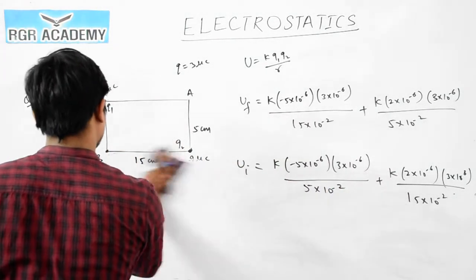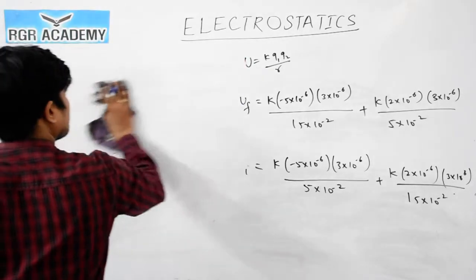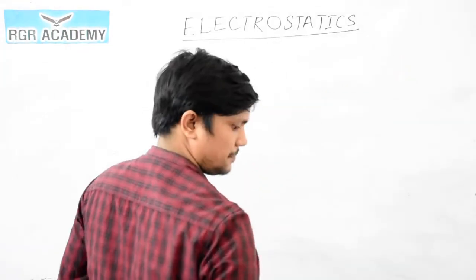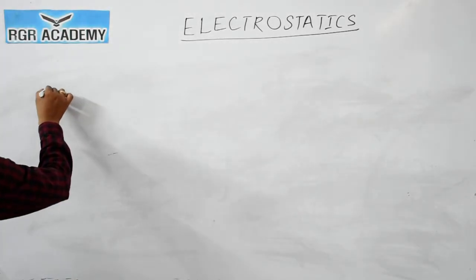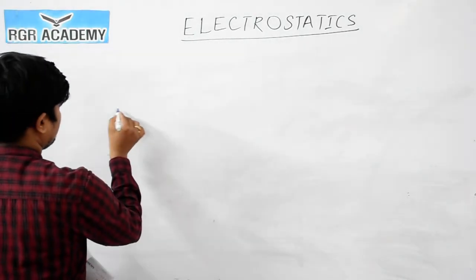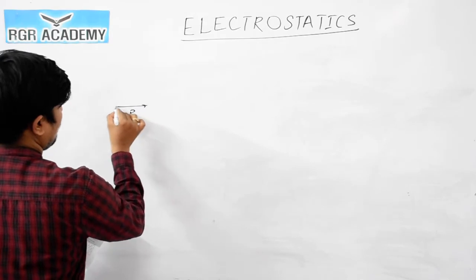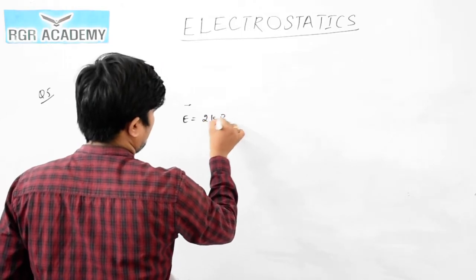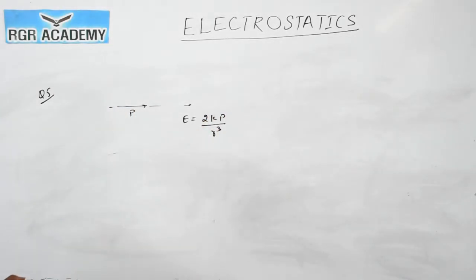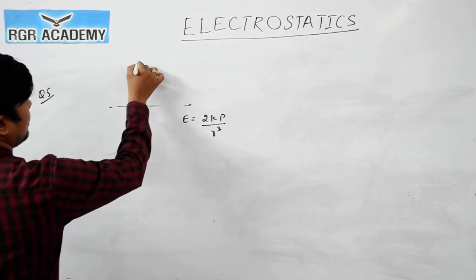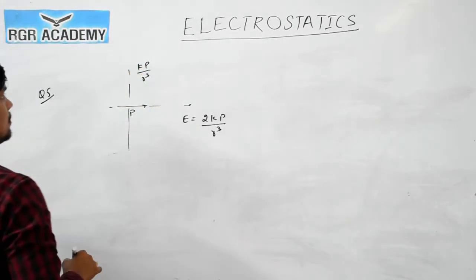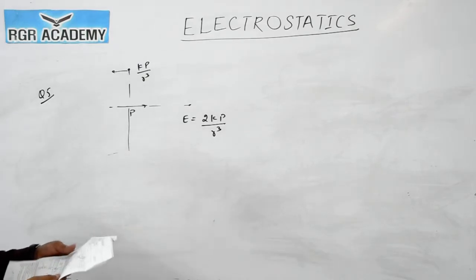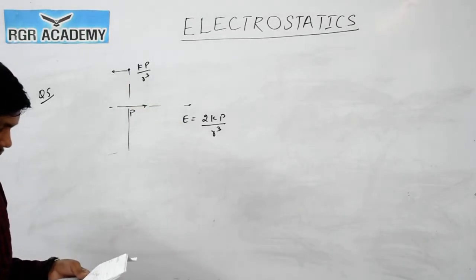As we know, if this is a dipole, then on the axial line the electric field is given by 2kp by r cube. On the equatorial line the electric field is given by kp by r cube. Clear? So one thing is clear: if here the electric field is E, then here it is E by 2. So the first statement is correct.